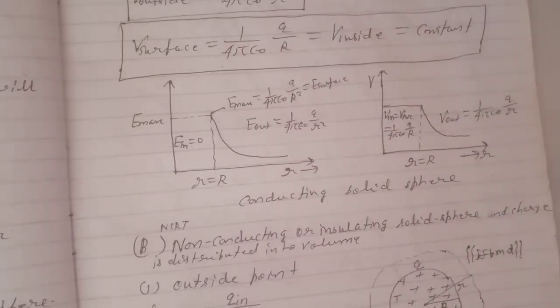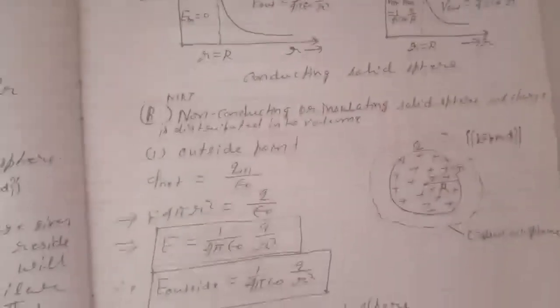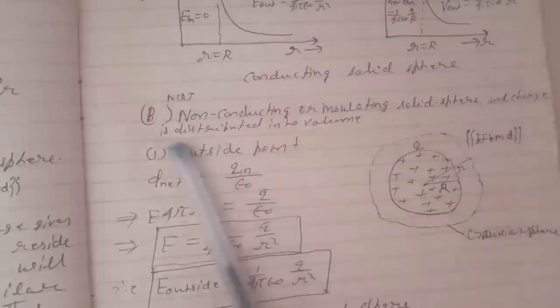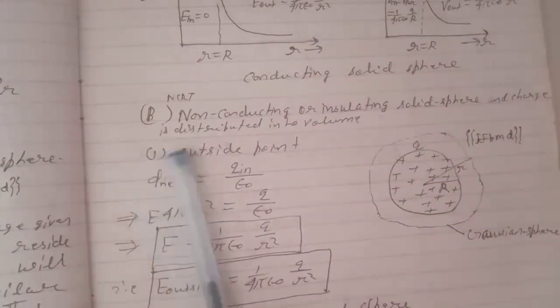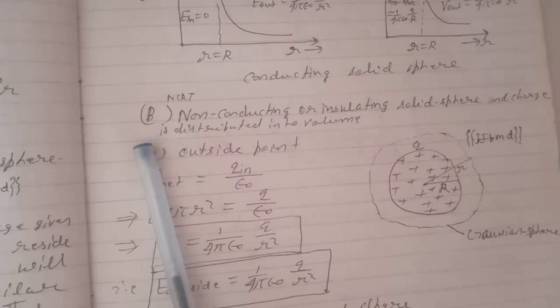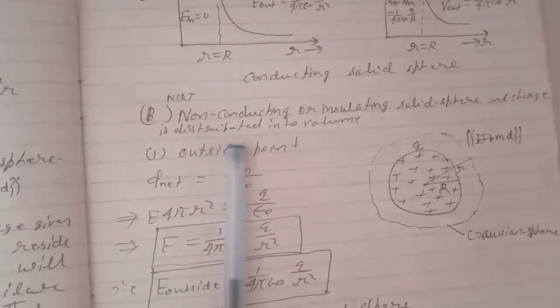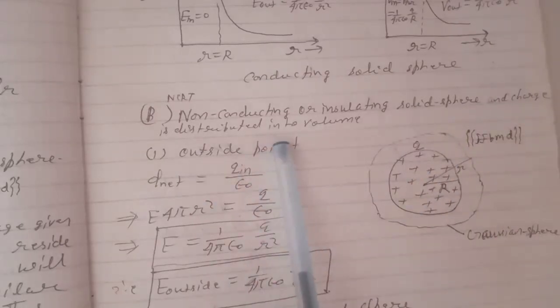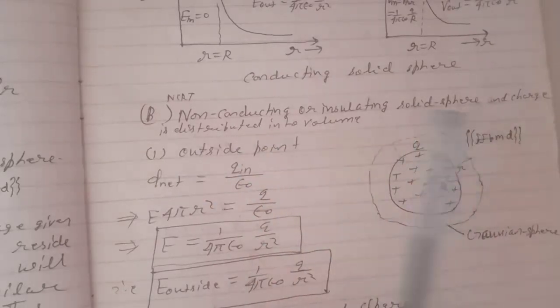Next case, conducting solid sphere. Now we have calculated the conducting solid sphere graph, here it is shown. Our next case is that we have to find the electric field for a non-conducting or insulating solid sphere, and the charge is assumed to be distributed uniformly throughout the volume.